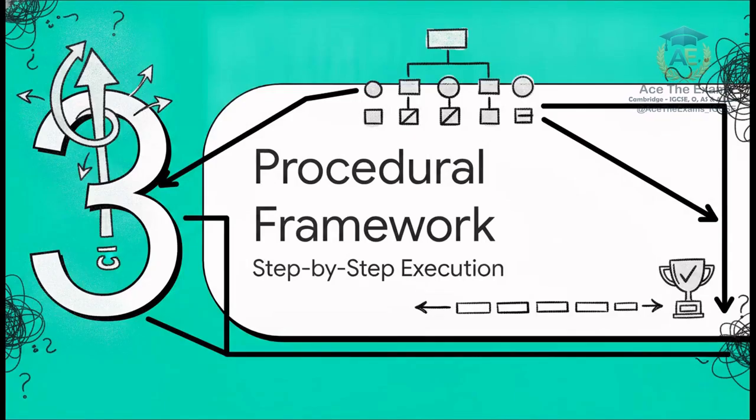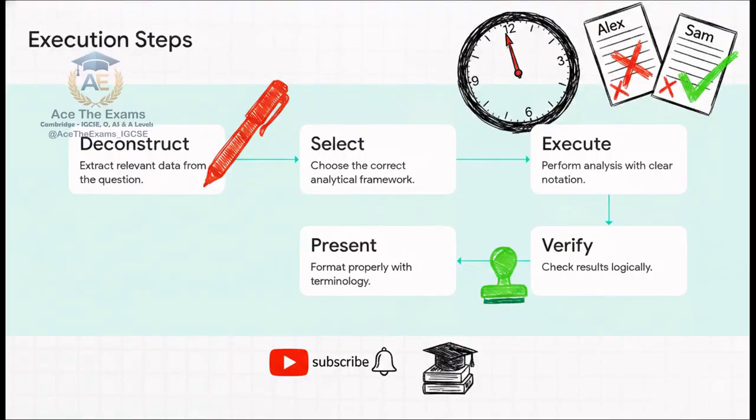So, how do we put that into practice? Let's move to Section 3, the procedural framework. This is your step-by-step execution plan. This sequence right here is the core of our computer science success blueprint. This is where we see the ultimate transformation.